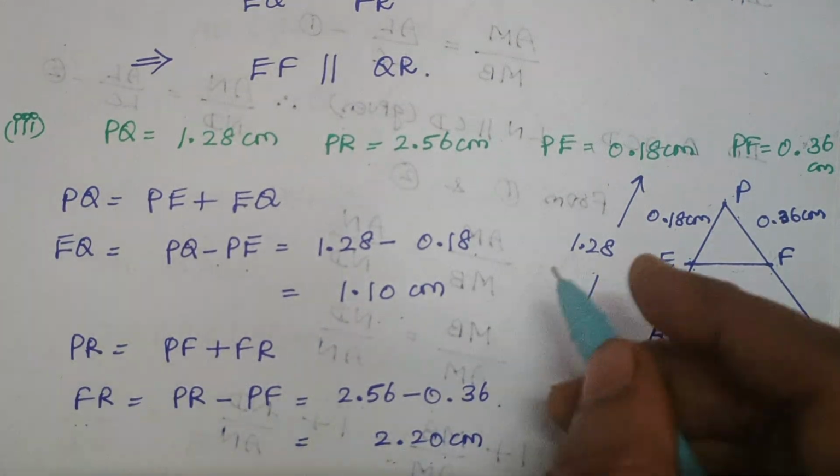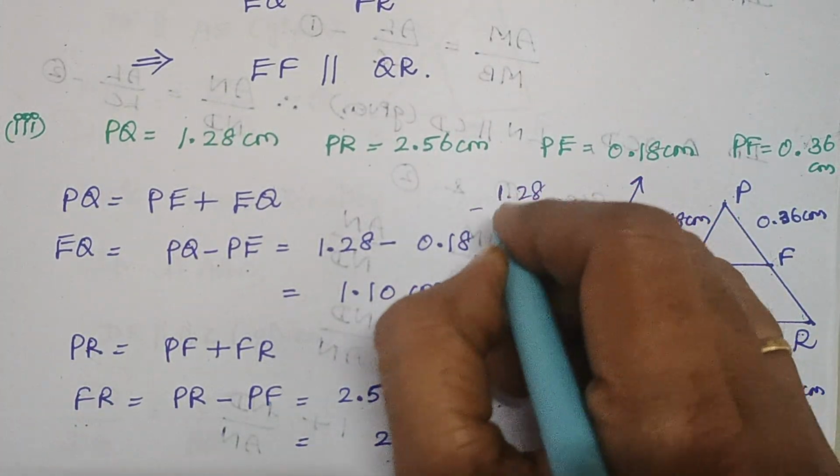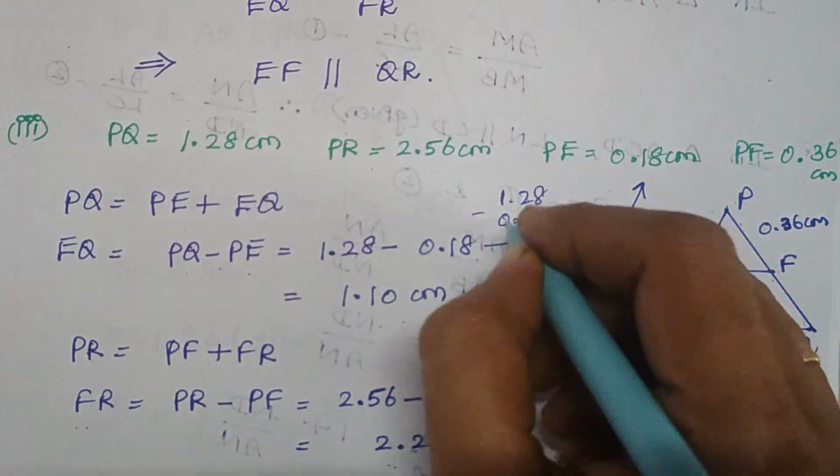Right. So I believe you people can do this subtraction, right? This is pretty simple. 0.18. So 8 minus 8, 0. 2 minus 1, 1. And here this 1.